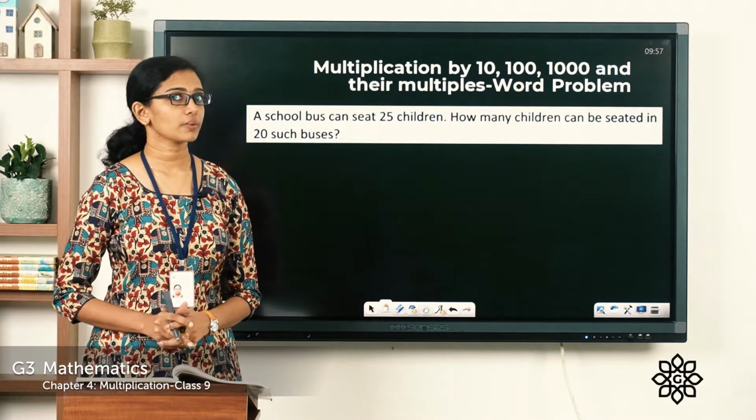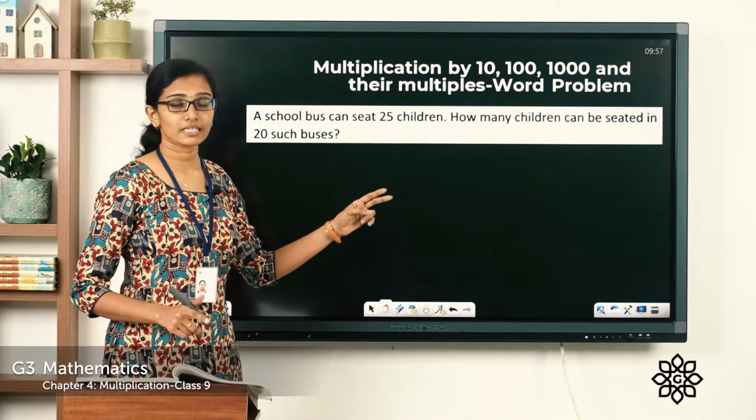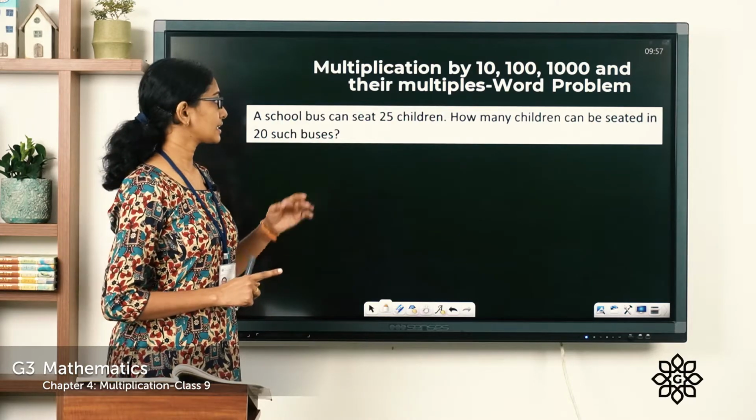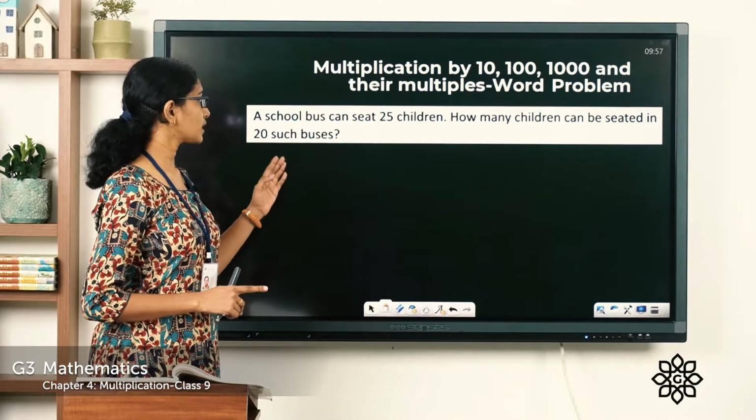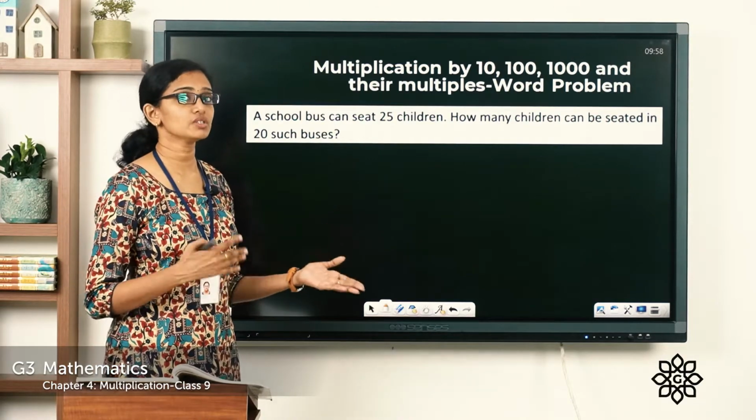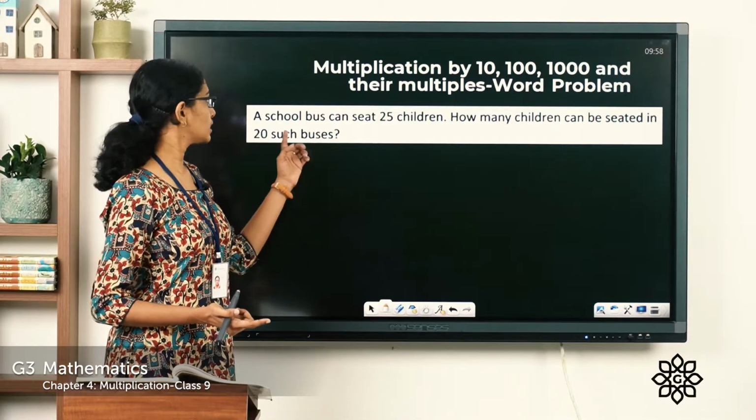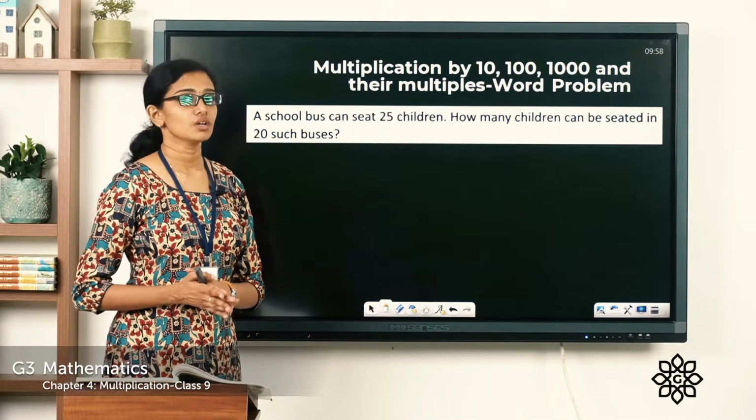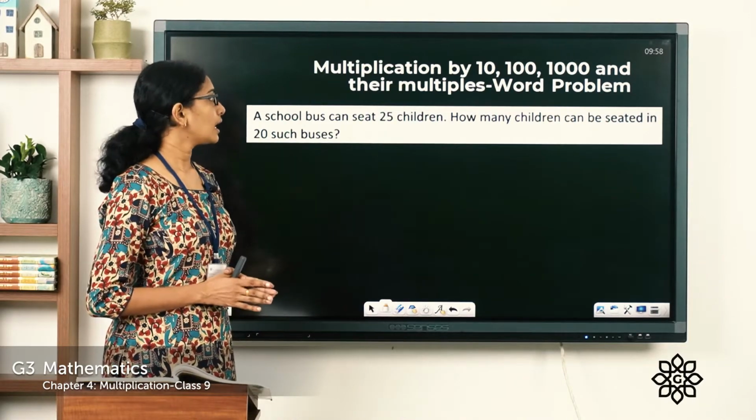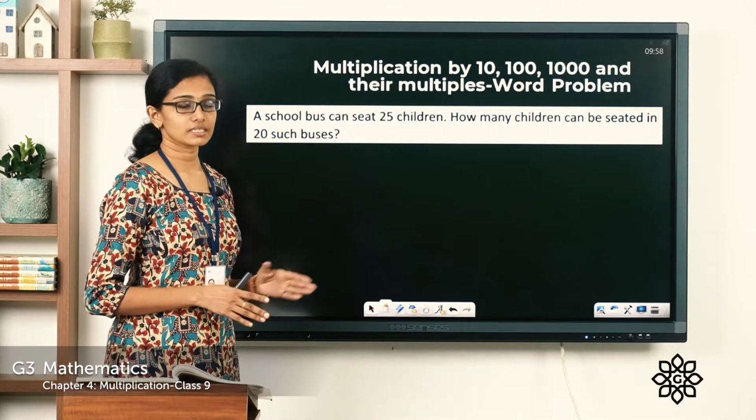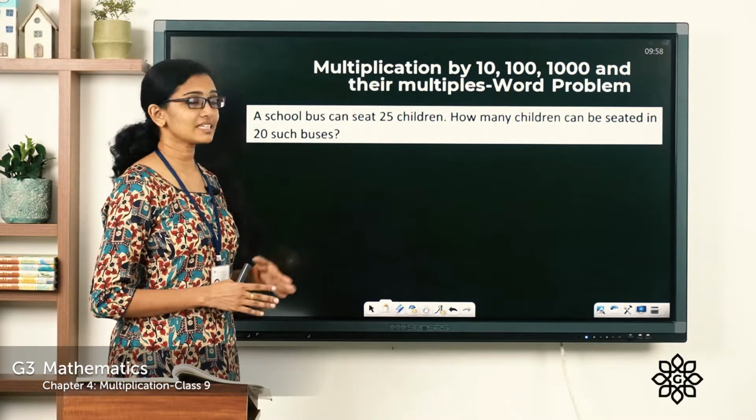So what is given in the question? There is this school bus, and in one school bus it can accommodate 25 children. And what if there are 20 such buses? How many children can be seated in 20 such buses? So how can we write the steps with this? Let's see the data given in the question, and let's write the steps using the data.